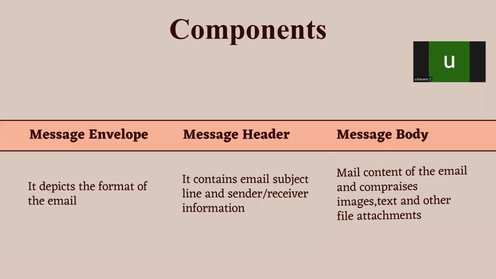And these are the components of email. There are three components available for sending the mail. First one is the message envelope, second one is the message header, and third one is the message body. The message envelope shows the format of the email, and the message header contains the subject of the email and information about the sender and receiver. And the last one is the message body. It contains the content of the email and comprises images, text, and other file attachments.